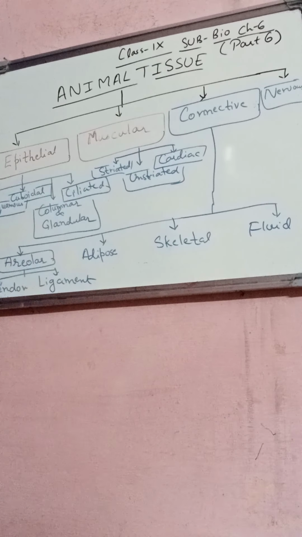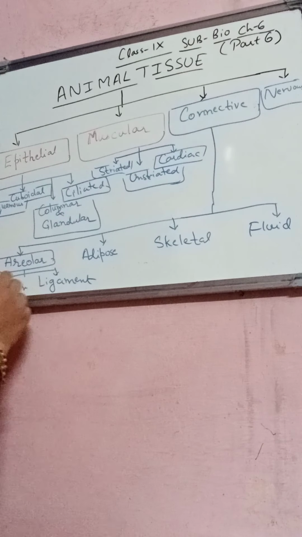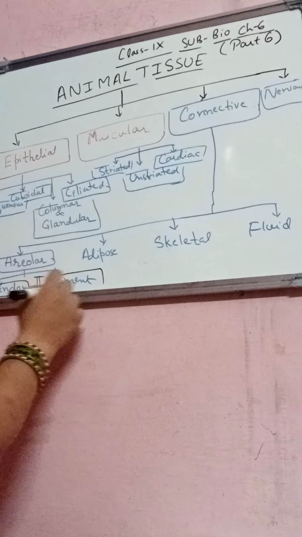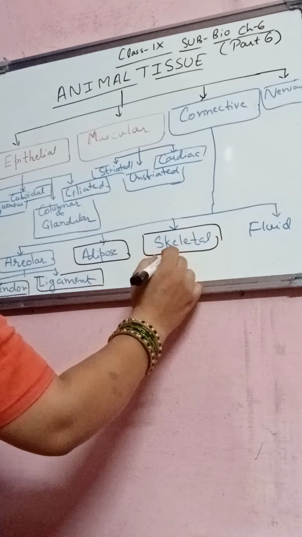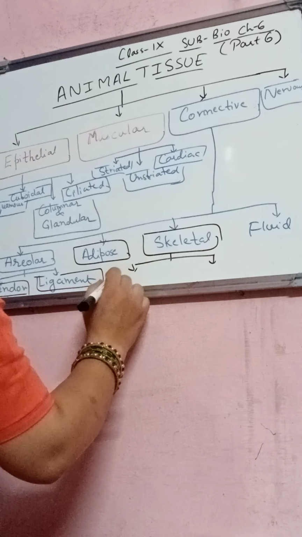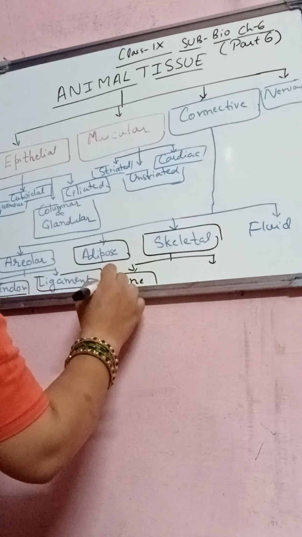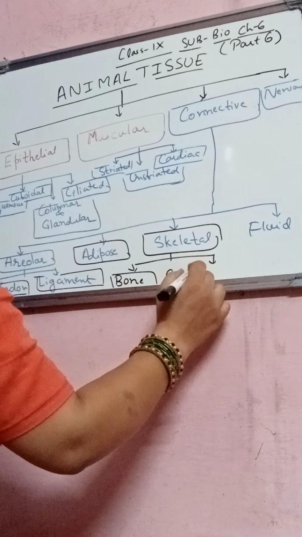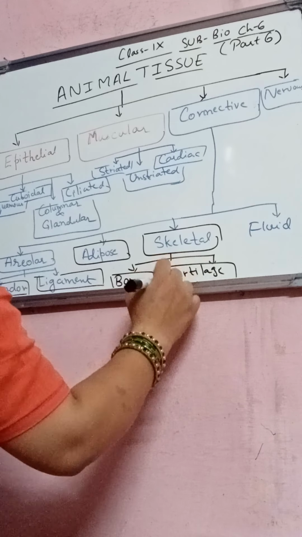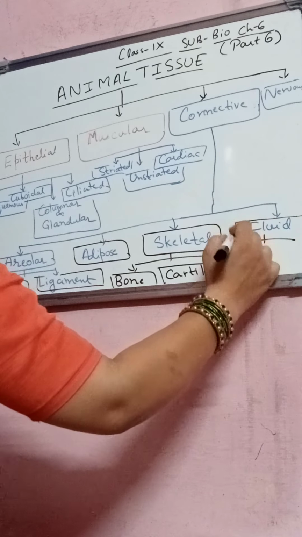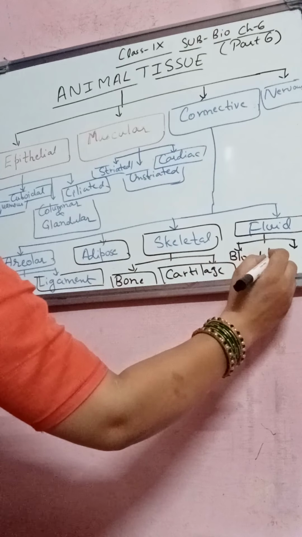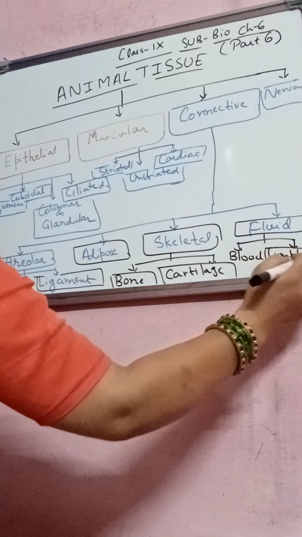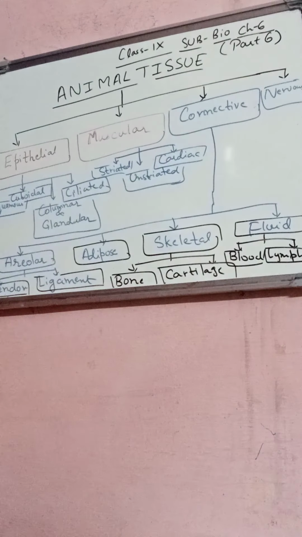Right, students? Now look, in adipose tissue no bifurcation occurs. And in skeletal, we will study about bone and cartilage. Okay, now in fluid we will study about blood and lymph. So this is the whole classification of the animal tissue.